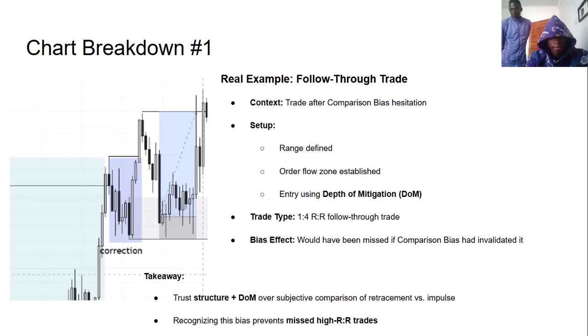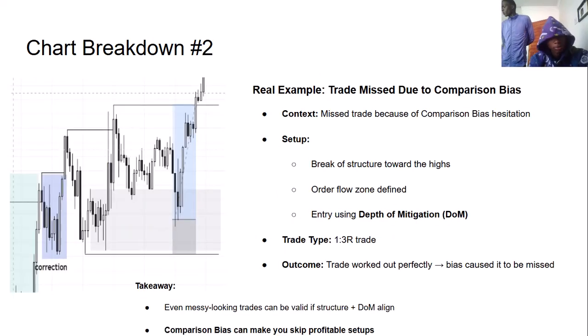And the key takeaway here is this: we need to trust structure plus depth of mitigation over subjective comparison of retracement versus impulse, and recognizing this bias can in the future prevent missed trades. And this is the follow through after the first trade. As you guys can see, I don't really need to break it down for you. All you need to know is we utilized DOM for our entry, and we got a 1 to 3R, and the outcome is that the trade won, as you guys can see.